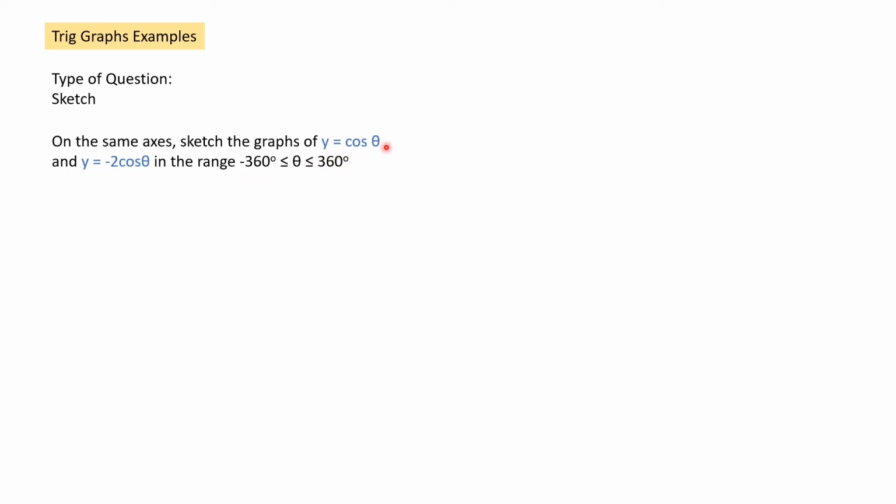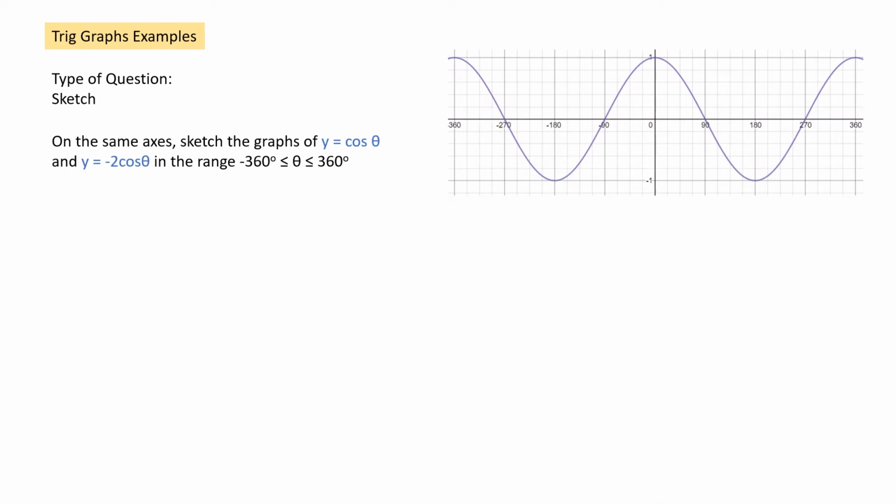So first, let's plot y equals cos theta. We have seen this before. This would look like this. It's a typical cosine graph. Let me denote the axes. This is theta and this is y.